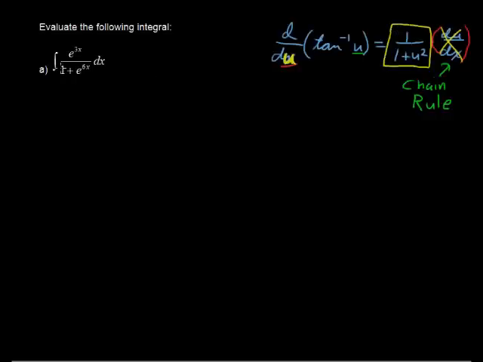1 over 1 plus u squared. Does this look like that? Well, we have a 1 plus something in the denominator, so we're getting close. Well, let's try this. What if I let u equal e to the 3x? And now using u substitution, our next step is to take the derivative of that. So du equals 3 times e to the 3x. That's using the chain rule right here, because the derivative of e to the 3x is e to the 3x times the derivative of 3x, which is just 3.